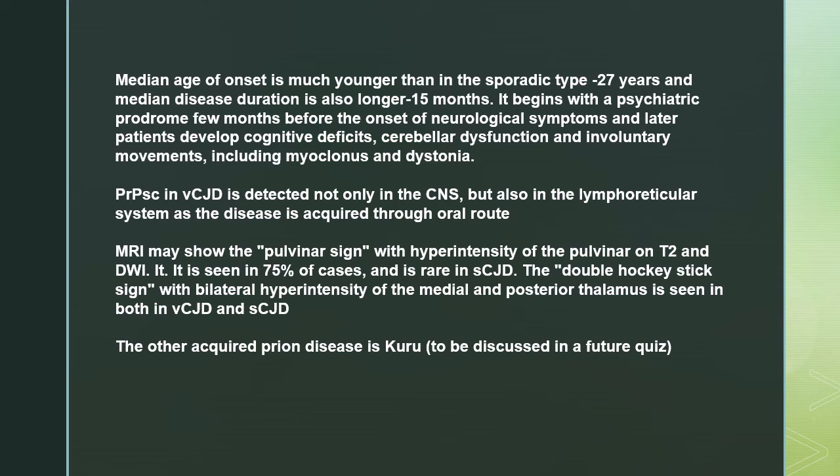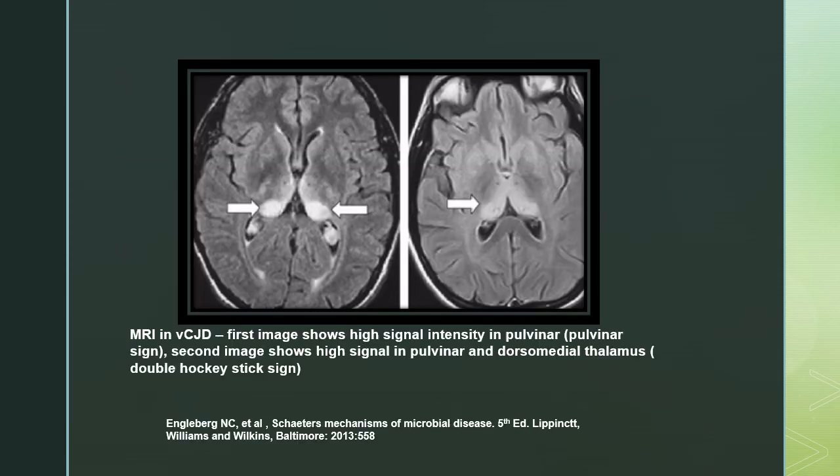PrPSc in variant CJD is detected not only in the CNS but also in the lymphoreticular system, as the disease is acquired through the oral route. MRI may show the pulvinar sign with hyperintensity of the pulvinar on T2 and DWI. It is seen in 75% of the cases and is rare in the sporadic type. The double hockey stick sign with bilateral hyperintensity of the medial and posterior thalamus is seen in both the variant and the sporadic type. The other acquired prion disease is Kuru, which will be discussed in a future quiz. This is an MRI in variant CJD showing the pulvinar sign and the double hockey stick sign.